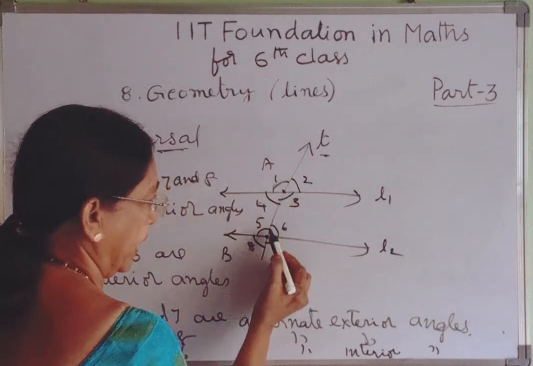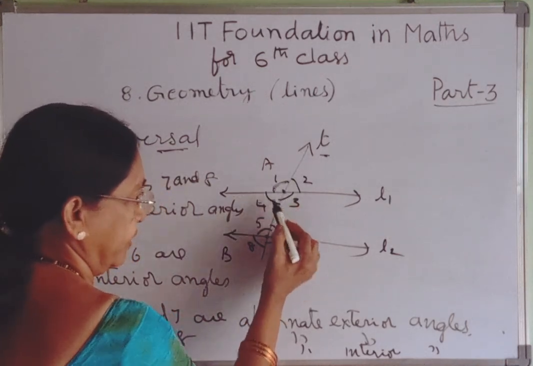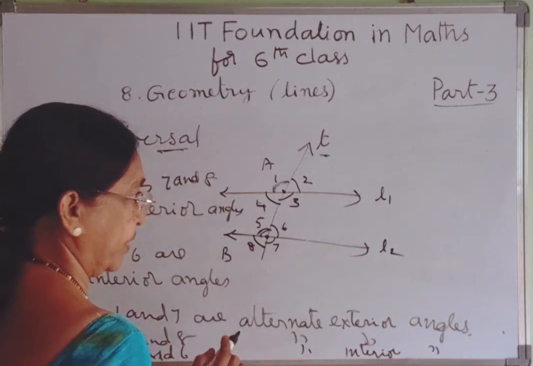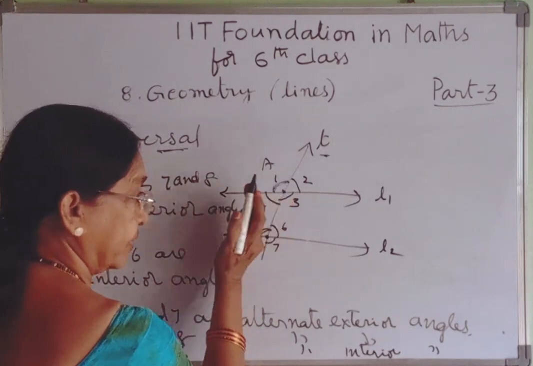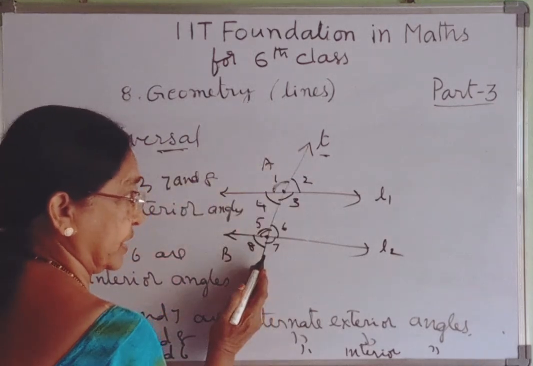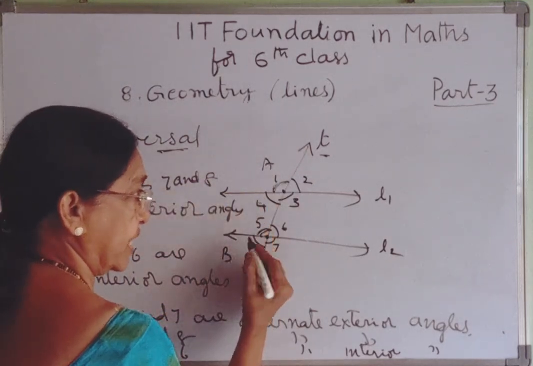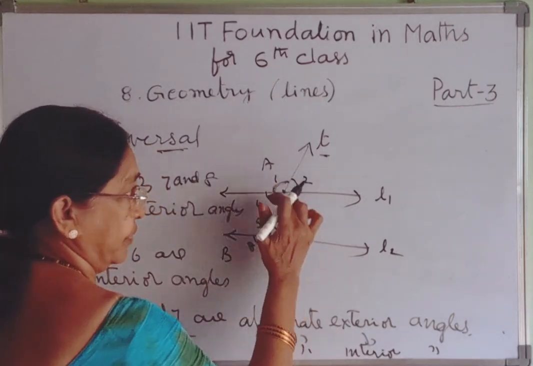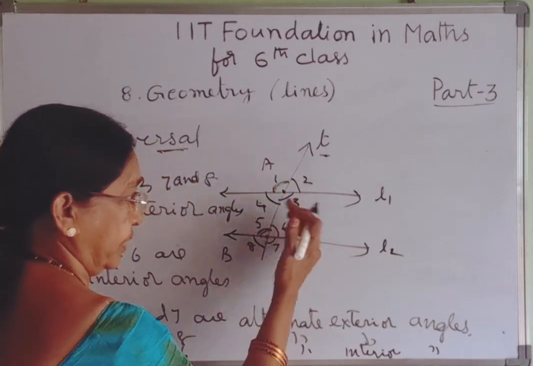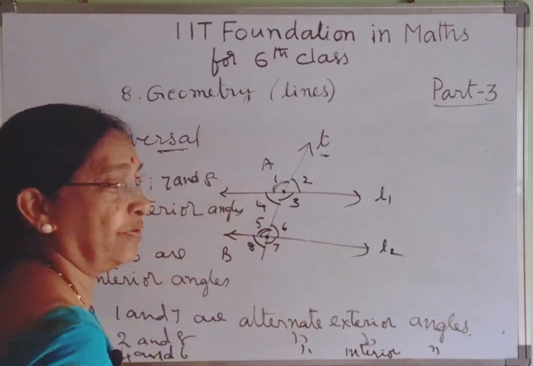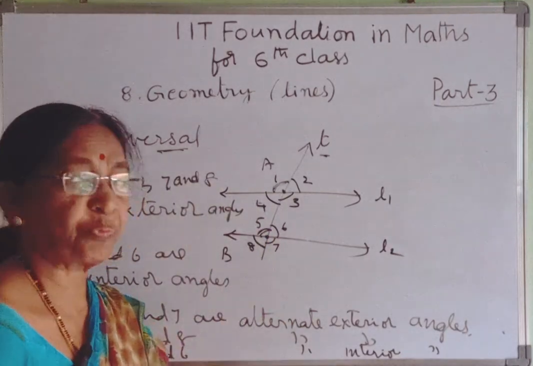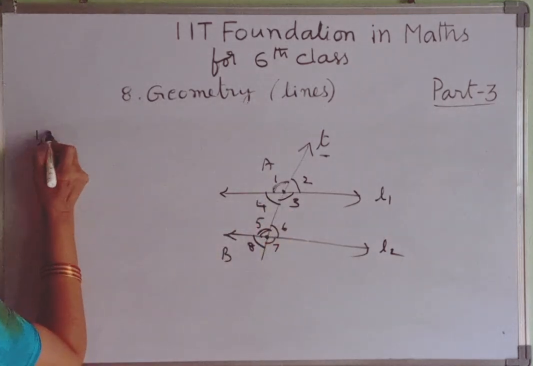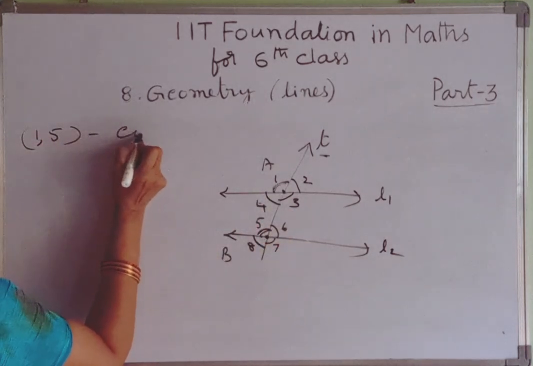Next, corresponding angles. Angles 1 and 5 are a set of corresponding angles because they are lying on the same side of the transversal, the left side of the transversal, and above the given lines. This is above L1 and this is above L2. Therefore, 1 and 5 are corresponding angles.